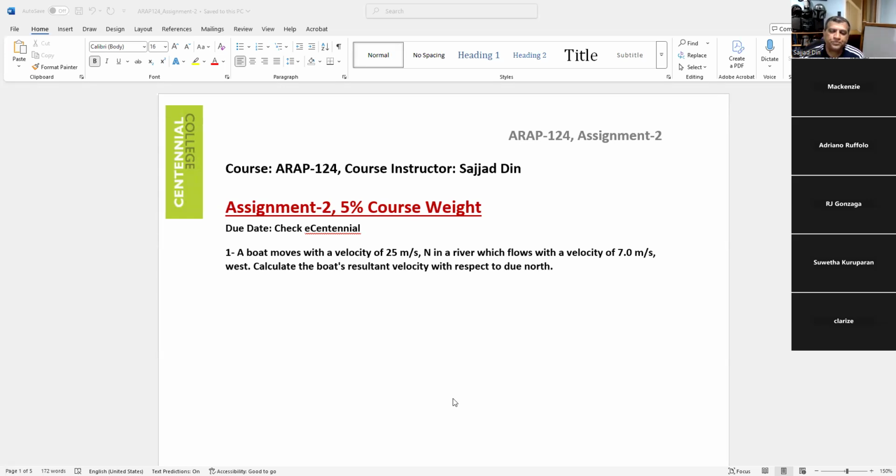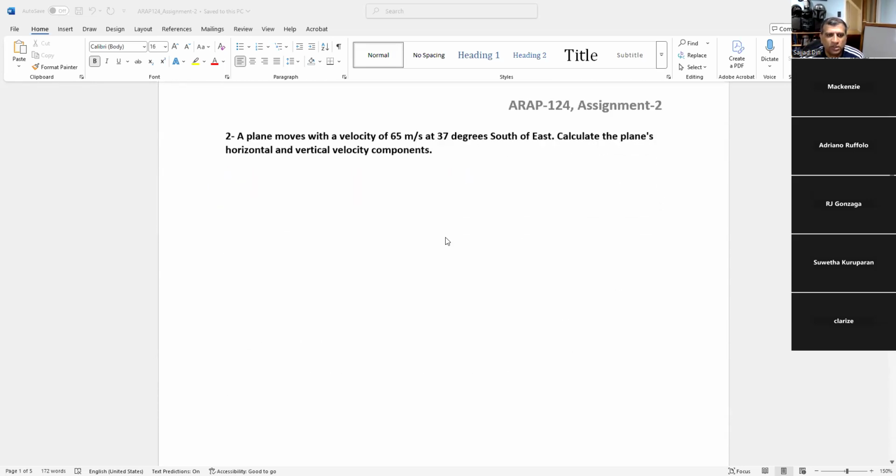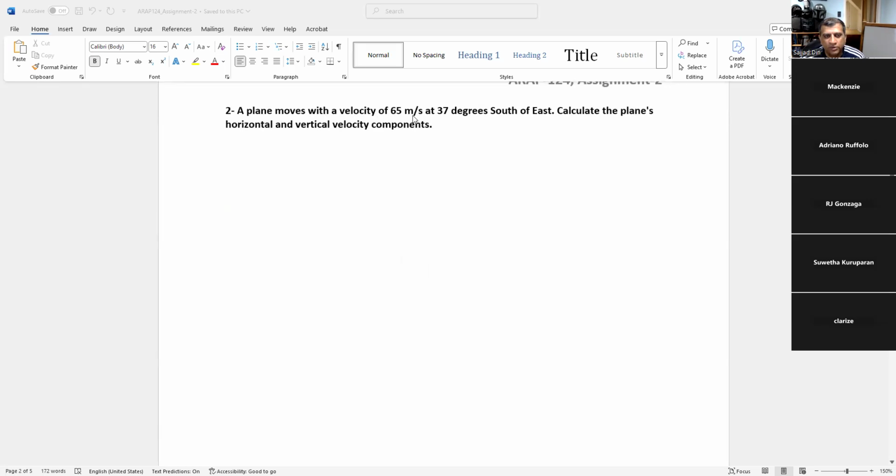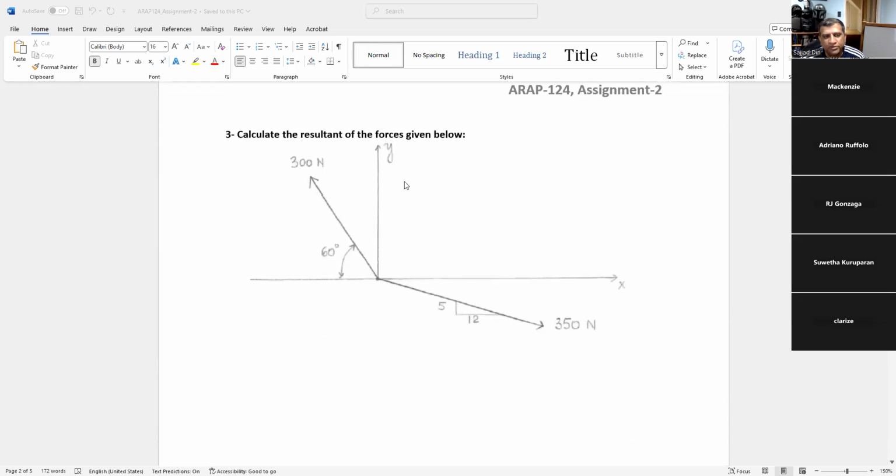Make sure you calculate the direction, and you also make a sketch. It's easier that way. That's number 1. Number 2, draw out the plane at this angle, calculate the horizontal and vertical components. Number 3, calculate the resultant of these two forces.